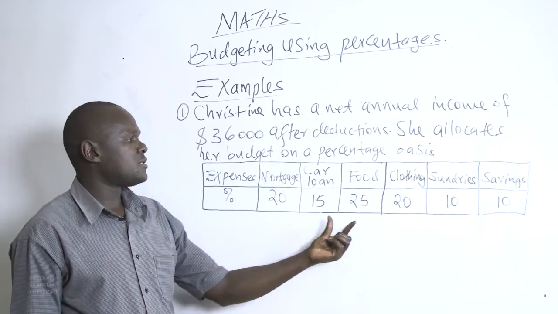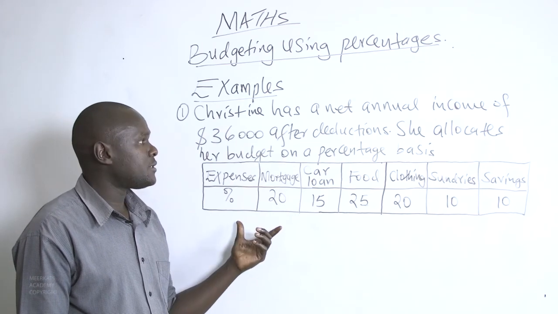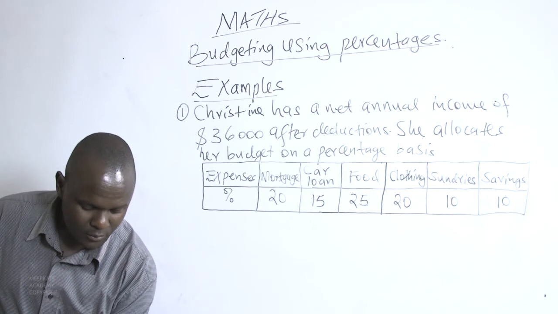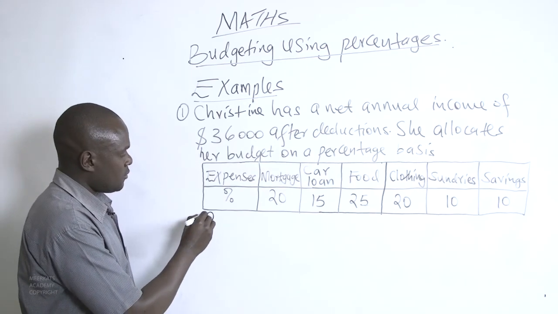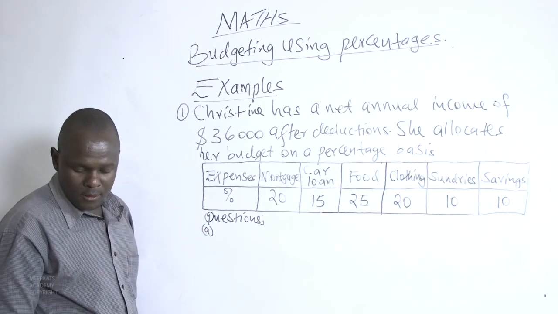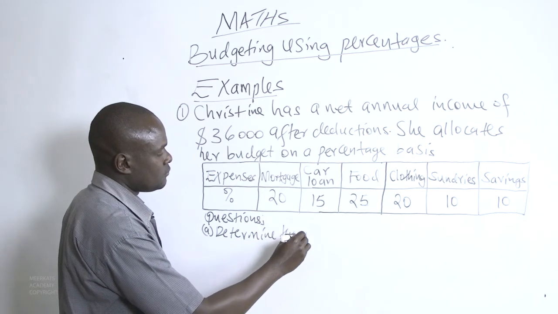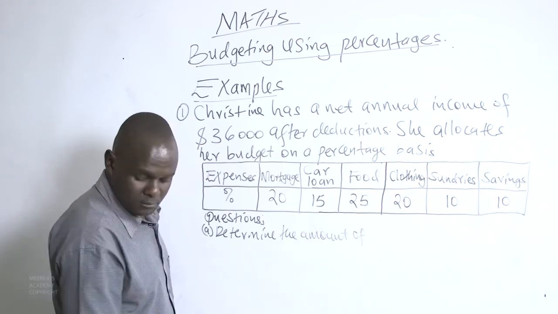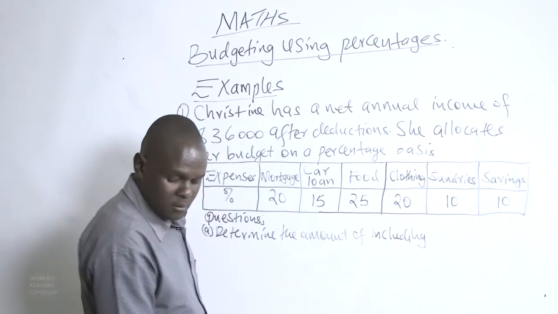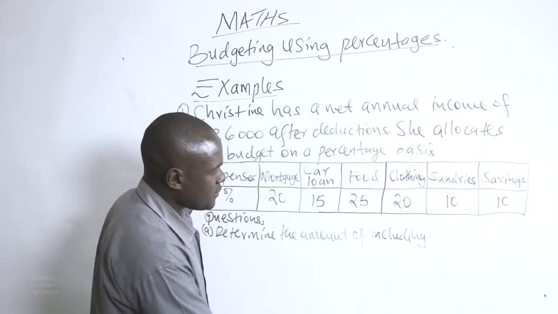So when we add up all these percentages, we must get 100%. And 100% will be equal to the total net annual income that Christine will earn. The questions are, determine the amount of fixed expenses.